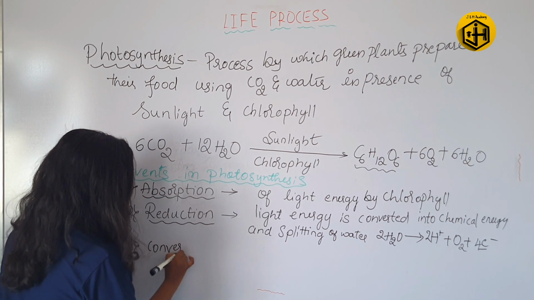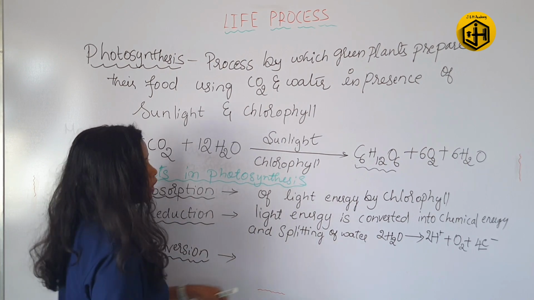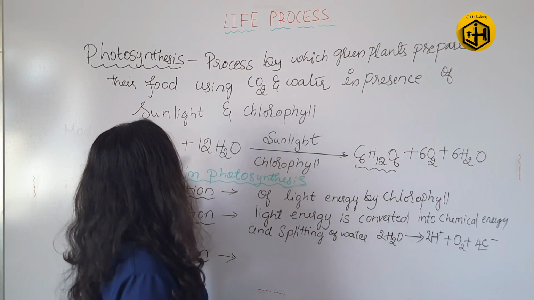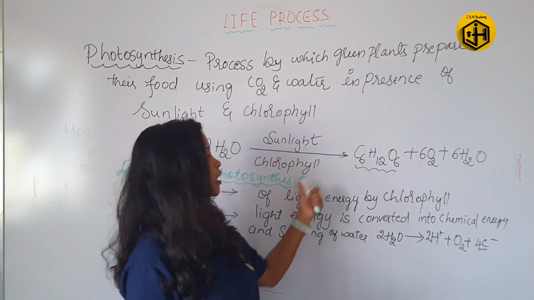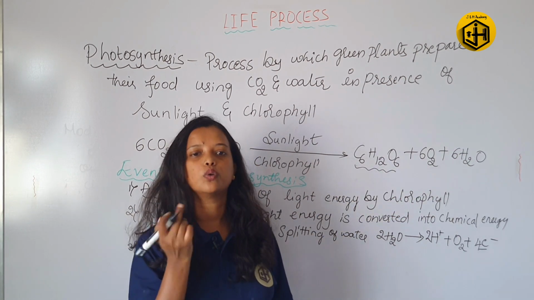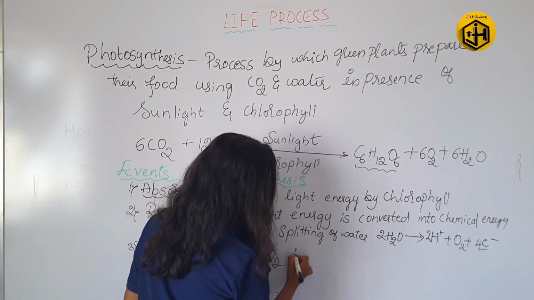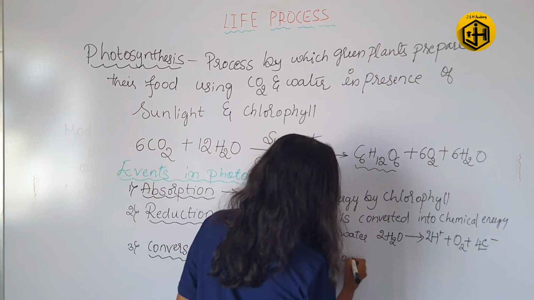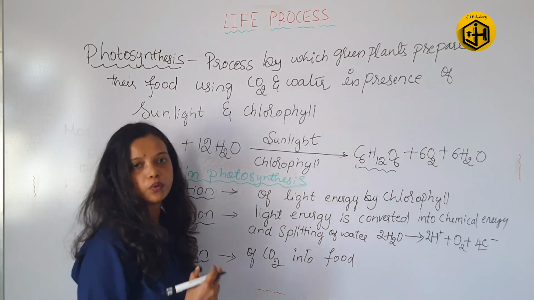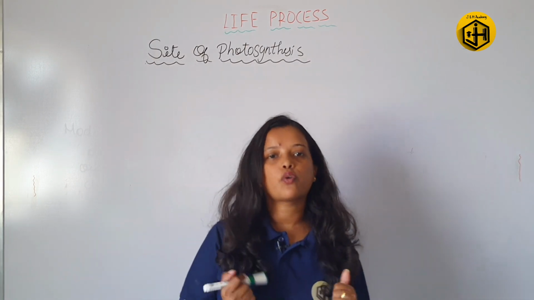Conversion. Now we have chemical energy. Using this chemical energy, the carbon dioxide is converted into a carbohydrate, that is glucose. Conversion of carbon dioxide into food or carbohydrate. So these are the three steps that take place in photosynthesis. Is that clear? So we studied photosynthesis.